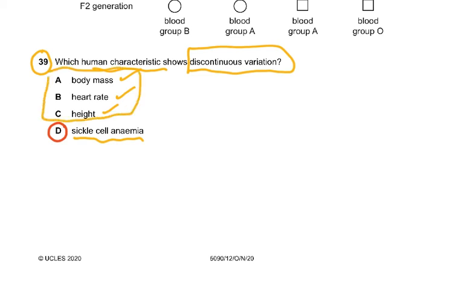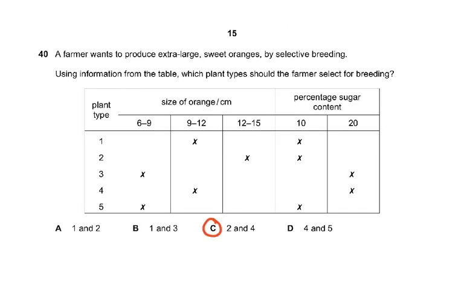So these are all examples of continuous variation, and this is also a way that you can revise this. Heart rate is also different. Body mass is of course very variable. Height is very variable among 16-year-old boys or 16-year-old girls. Okay, now looking at question number 40, which is the last question.